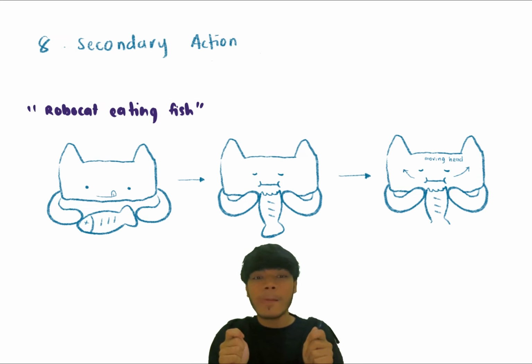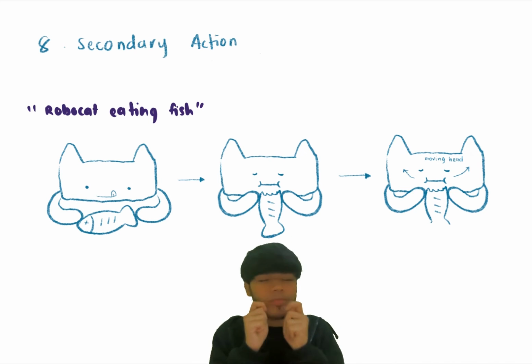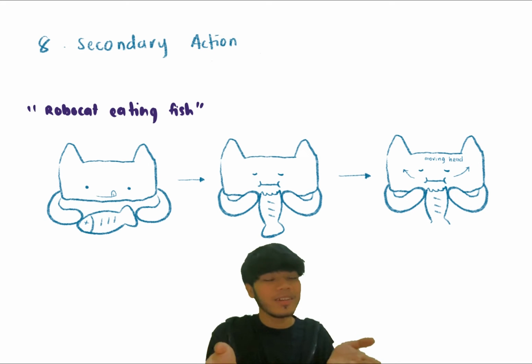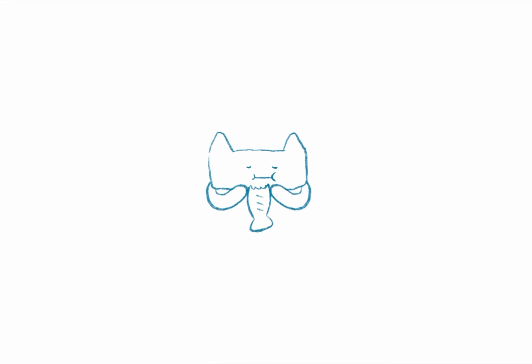So for example, just like that. As you can see, if I animate this drawing, it will look like this. I think this video will explain more details about secondary actions. Thank you.